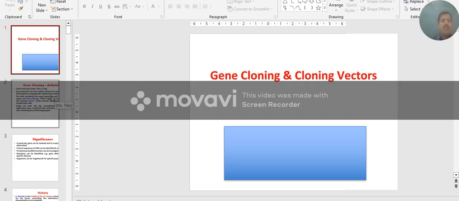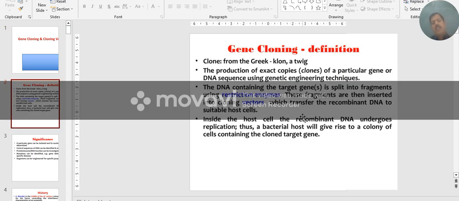Under the title gene cloning, the term clone has been derived from the Greek word klon, meaning a twig. The genetically identical copy of a cell is referred to as a clone. It is the production of exact copies of a particular gene or DNA sequence using genetic engineering techniques. So the main requirement has always been the carrier molecule, which can transfer a foreign DNA from one cell to another cell without affecting its characteristics.